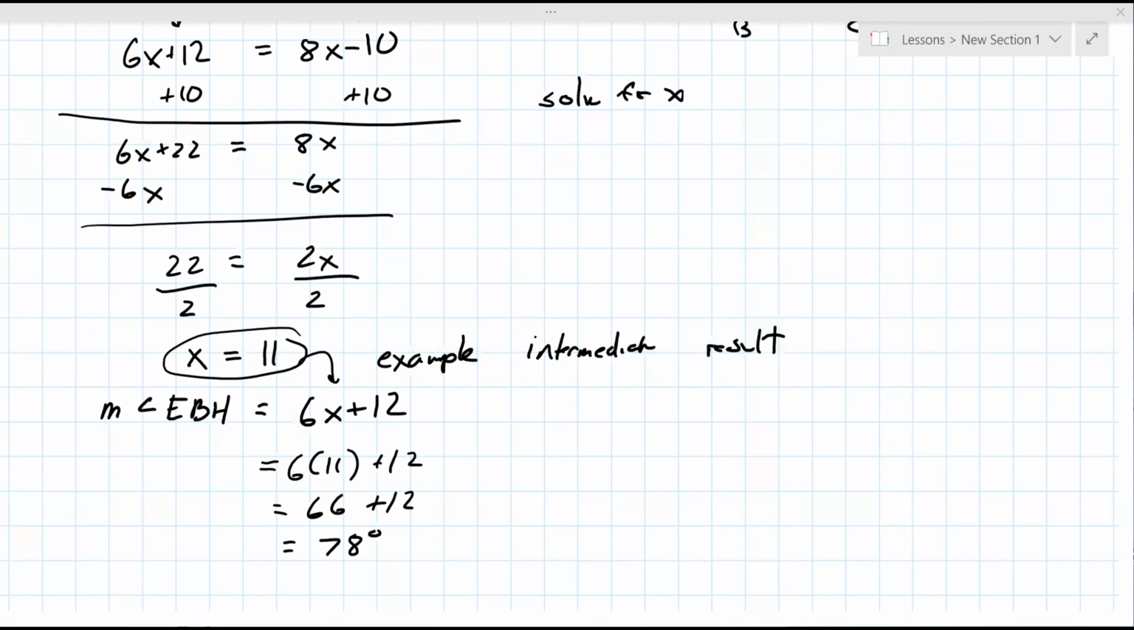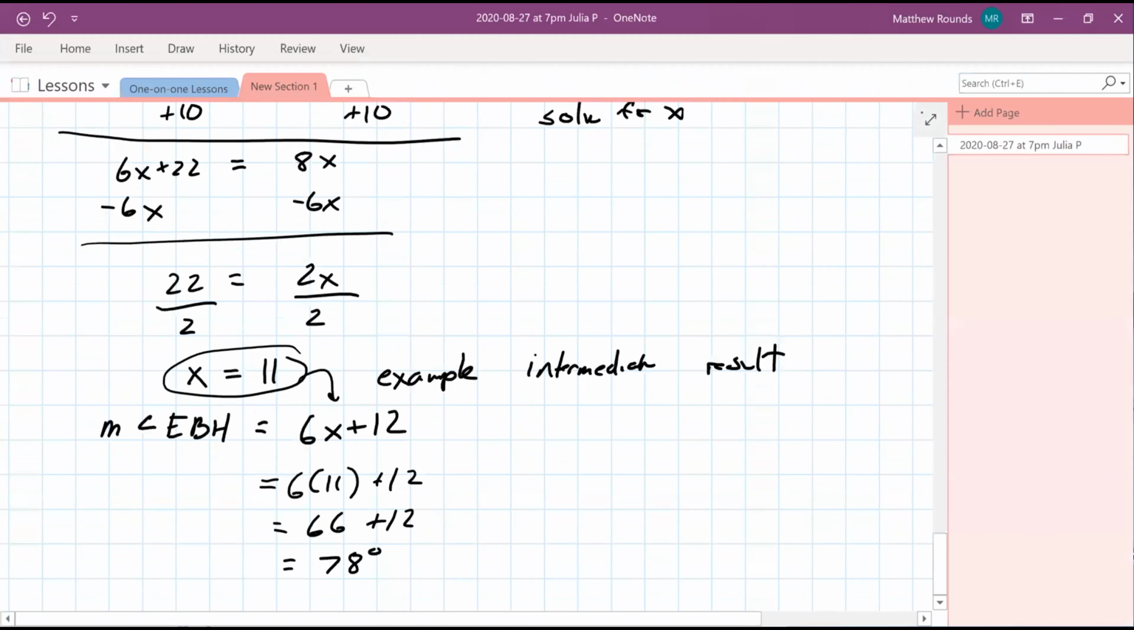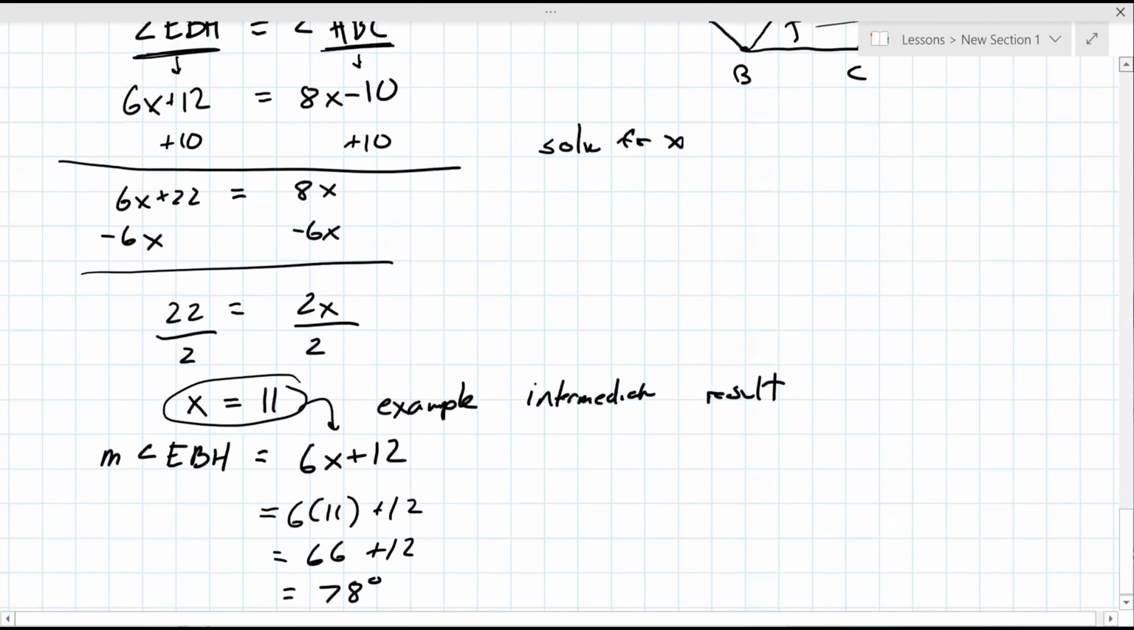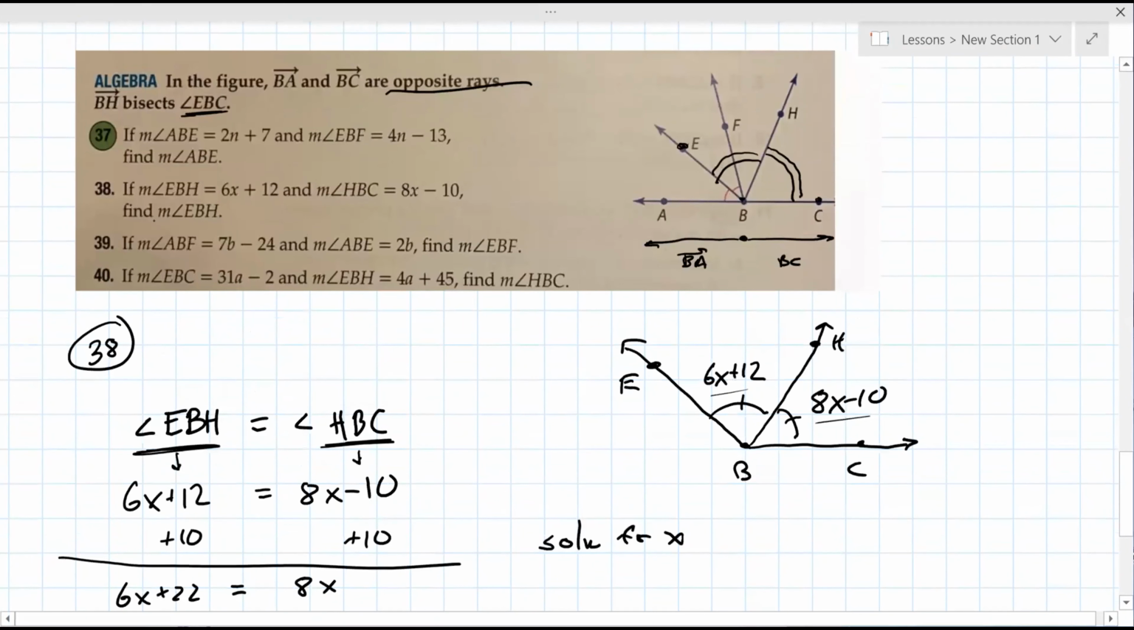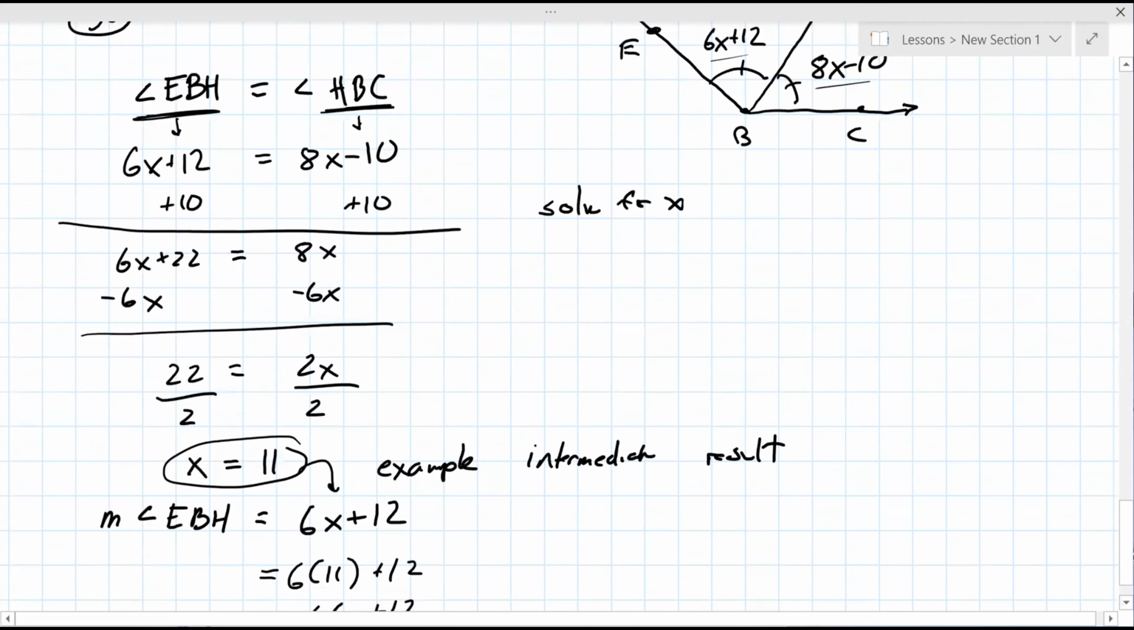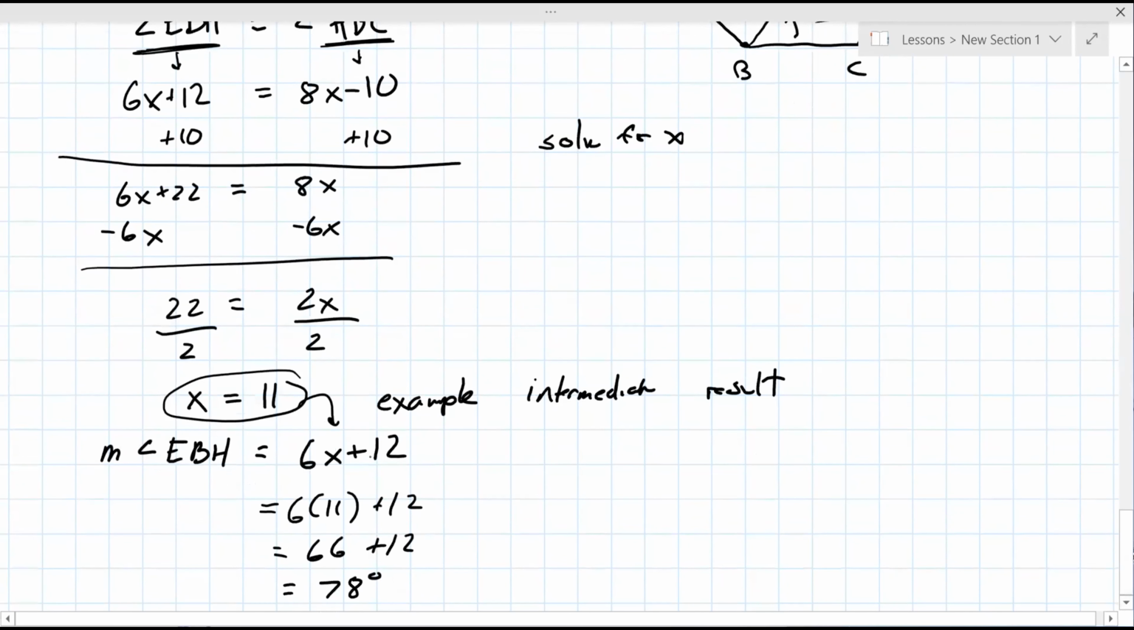Sorry. No problem. So after you find that x equals 11, you have to remember what the problem is actually asking for. And it's actually asking for the value of the angle. It says, find the measure of this angle, E to B to H. So the measure of that angle is 6x plus 12, but we have a value for x, 11, so we're going to substitute that in, and then we're going to simplify.